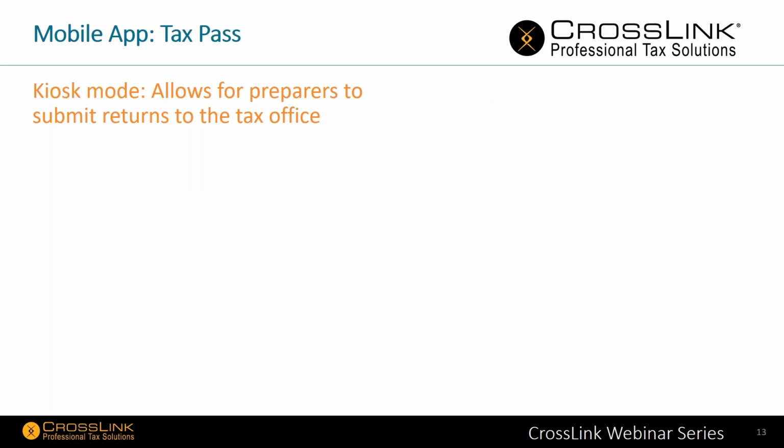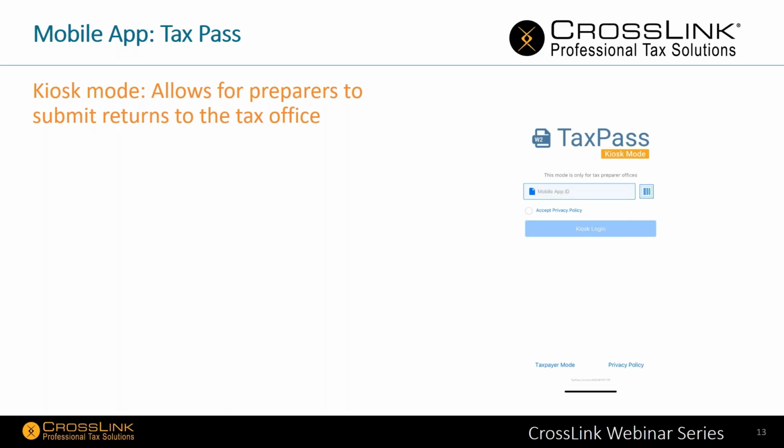And then we also have an additional function for TaxPass. So that was for your taxpayers to submit tax returns to the office. But we also have another functionality of it that's called kiosk mode. And kiosk mode is for your preparers to submit tax returns to the office. So you may have mobile agents, mobile preparers that are out there just collecting data, getting those tax returns, and wanting to send them into the office.